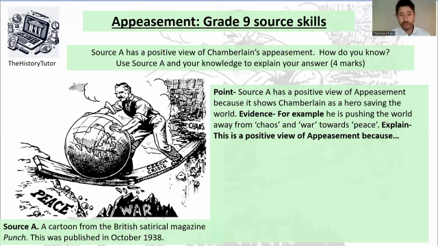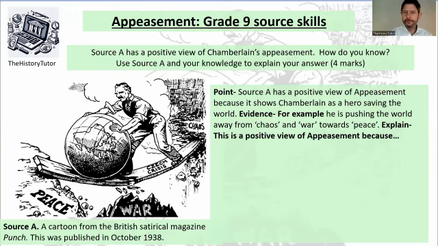You don't want to be just describing everything you see in the source. Mostly your knowledge will give you your marks. You've only got 2 marks at the moment. You need to use some knowledge to get 3 and 4 marks. So this is a positive view of appeasement because... let's get some knowledge down. What do we know about the Munich meetings, about the crisis itself, what Hitler wants, the fear of war? Any of those things we could use to explain it. So what are you going to go for?